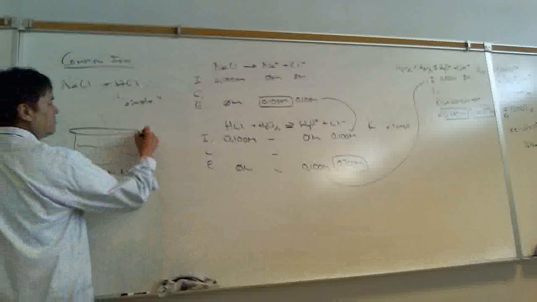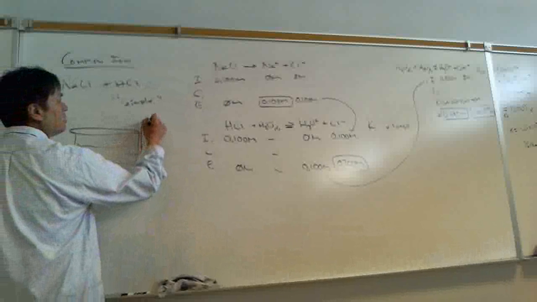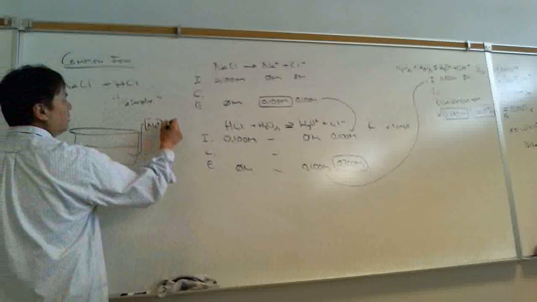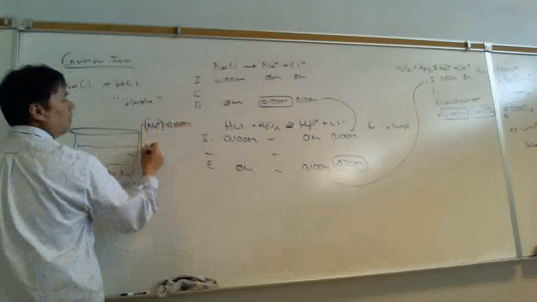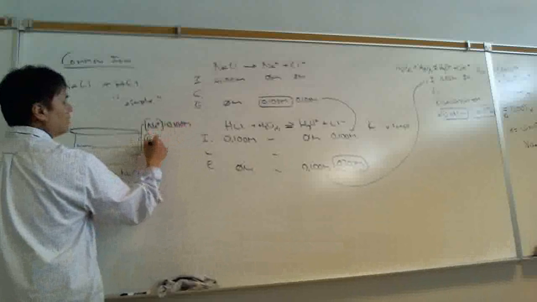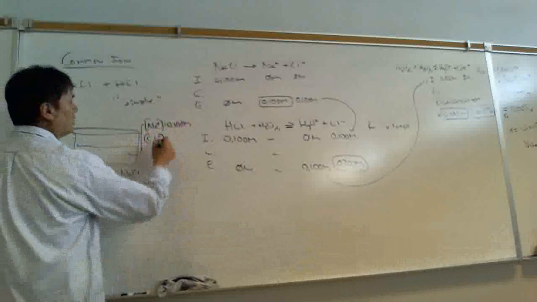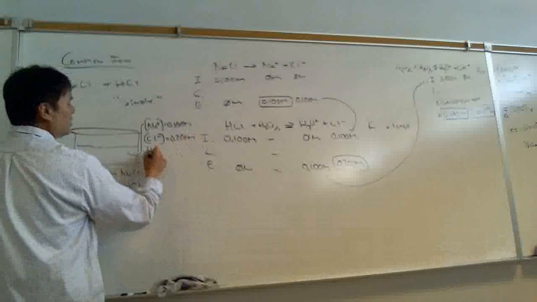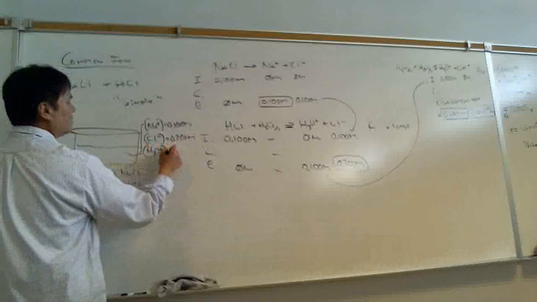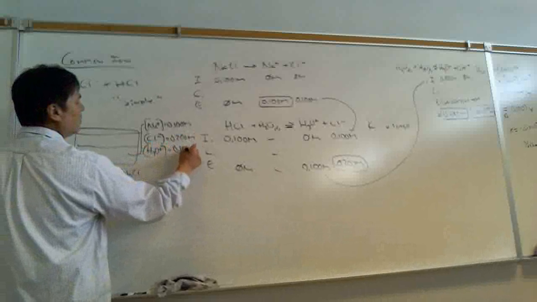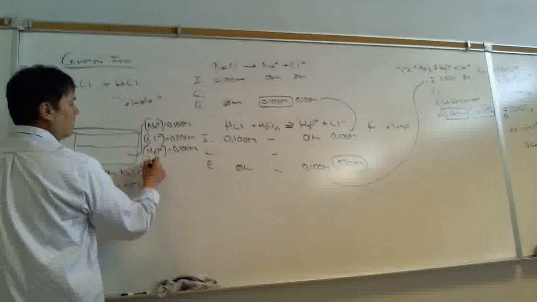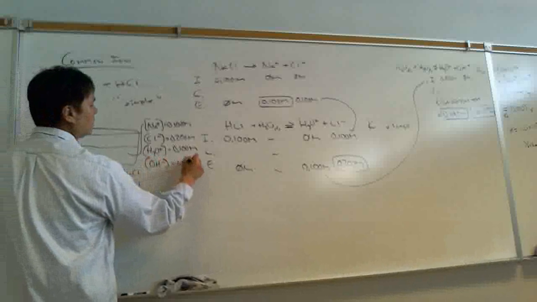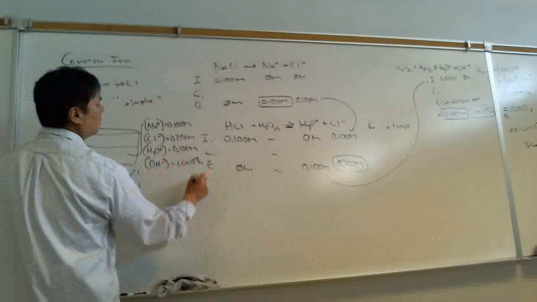So when I go back to this beaker, what are the species I'm going to find in solution? I'm going to find sodium ions at 0.100 molar, chloride ions at 0.200 molar, hydronium ions just slightly above 0.100 molar, and hydroxide ions at 1.0 times 10 to the negative 13 molar.